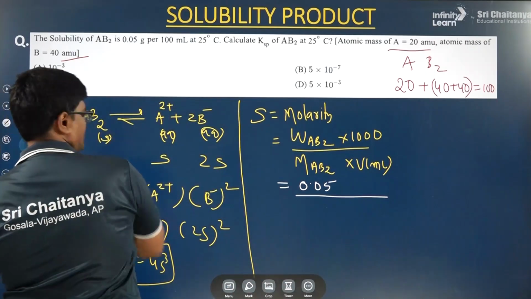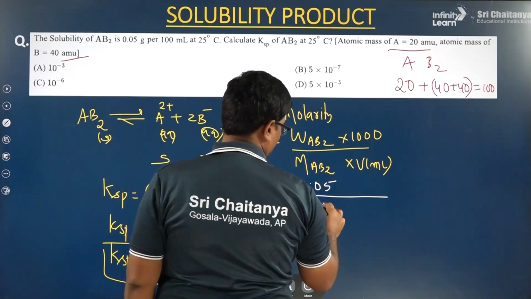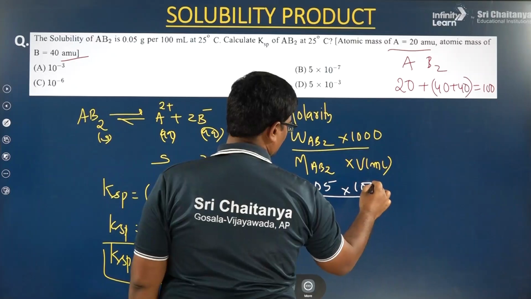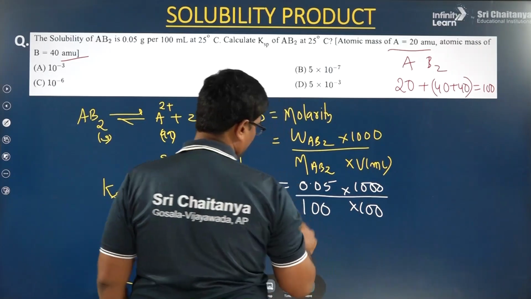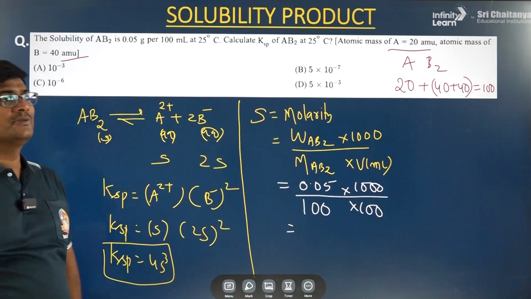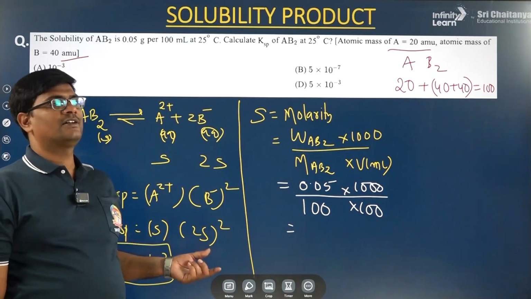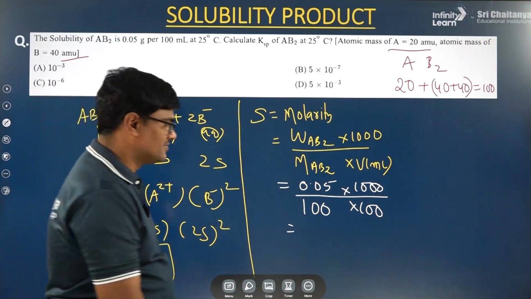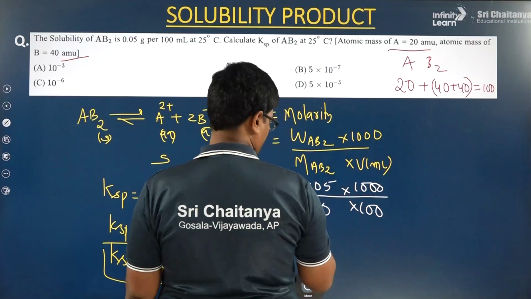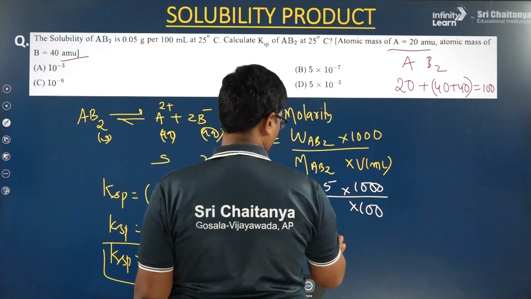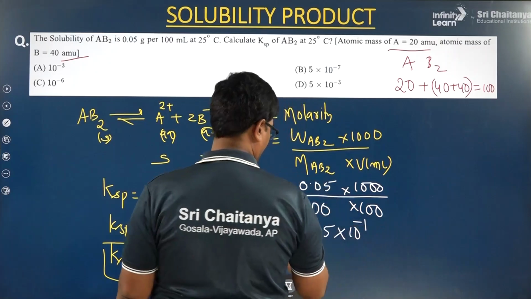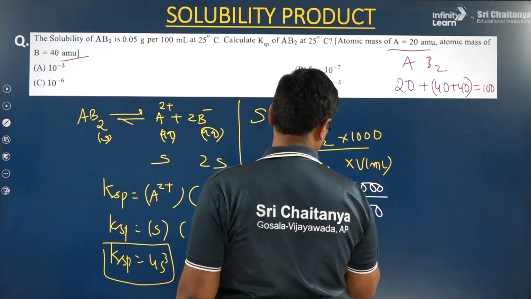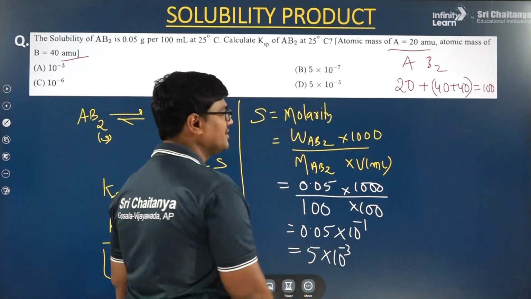So we take 100 in the denominator, and then 1000. What is the volume of the solution? The volume of solution is mentioned as 100 ml. If you simplify this, you will get the solubility. This will be around 0.05 into 10 power minus 1. Finally, we get 5 into 10 power minus 3. This is the solubility value.